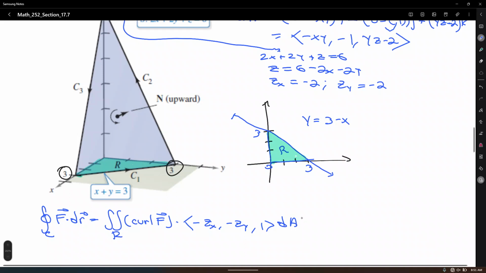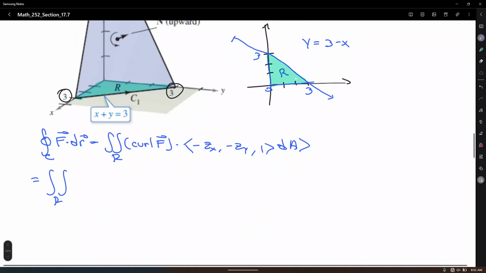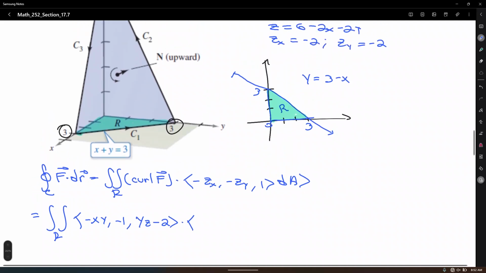So, curl of F. Oh, this one is going to be an interesting one. This one is going to look big, I think. That is the double integral over the region R. We will iterate later, don't worry about the limits for now. So let's do the vector operation. The curl, which is negative xy, negative 1, yz minus 2, dotted with the vector containing the partial derivatives.